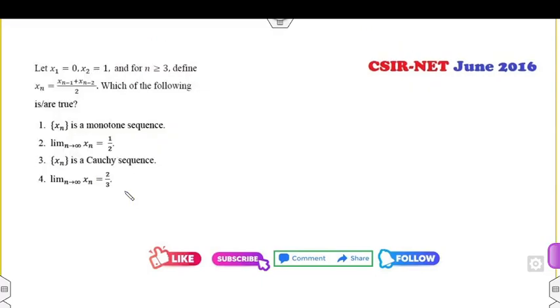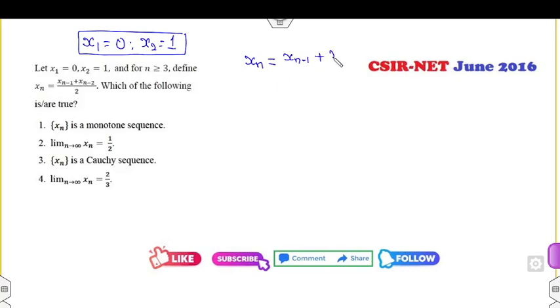Let x1 and x2 be given, where x1 is 0 and x2 is 1. Then the sequence xn is defined as xn equals xn minus 1 plus xn minus 2, divided by 2. Which of the following statements are correct?